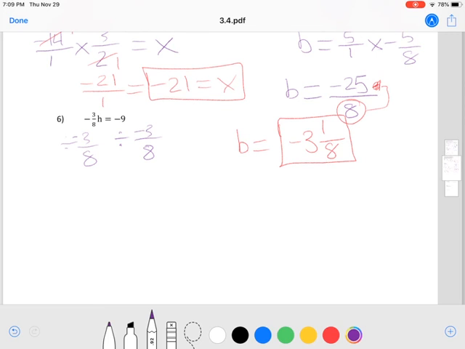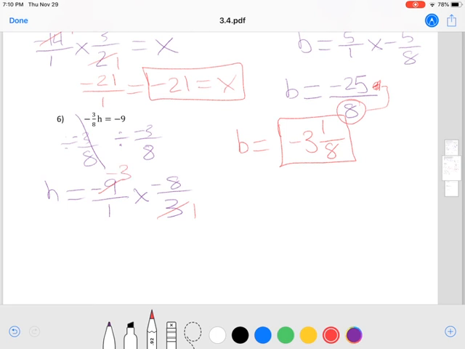So the 3/8 cancels out over here, and we're left with h equals negative 9 over 1 times the reciprocal, negative 8 over 3. Looking at the diagonals here, we can tell 9 and 3 are both divisible by 3, so I'm going to go ahead and cross cancel. 3 divided by 3 is 1, and negative 9 divided by 3 is negative 3.